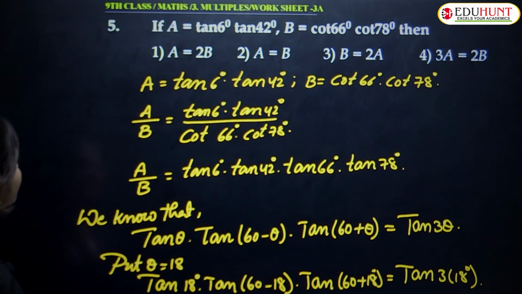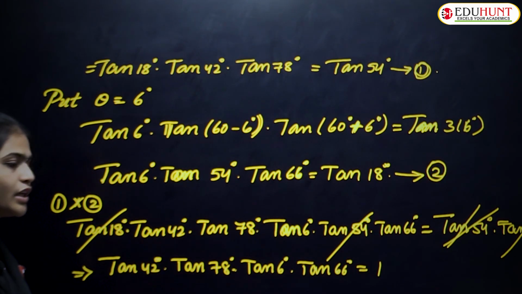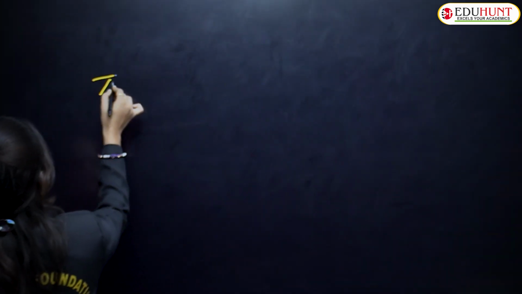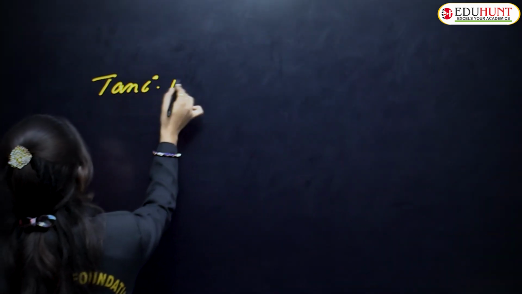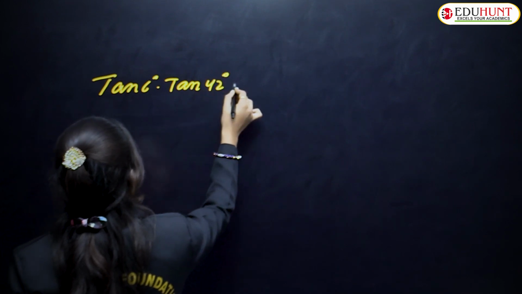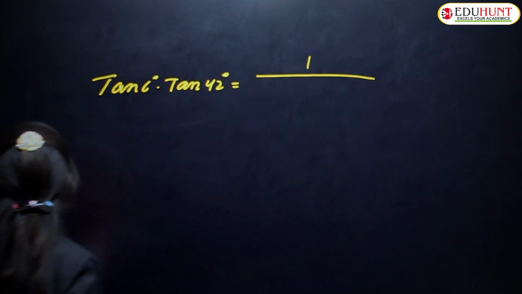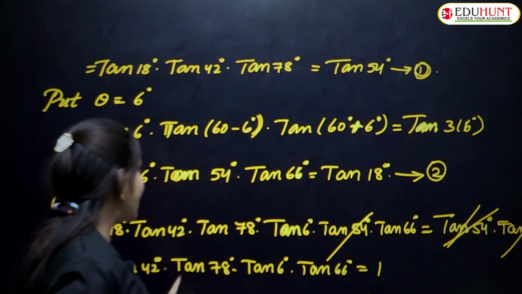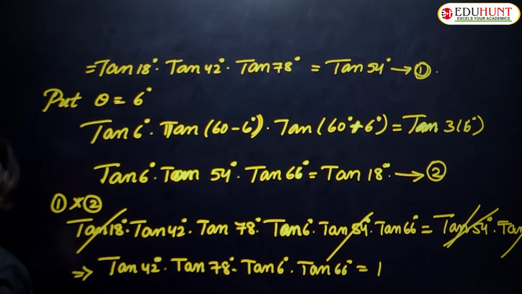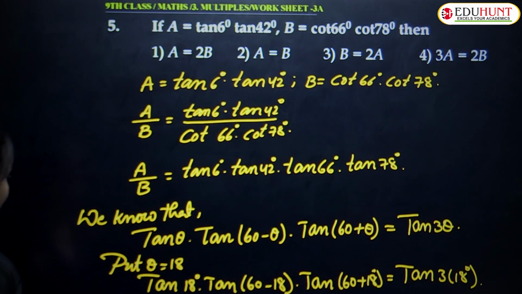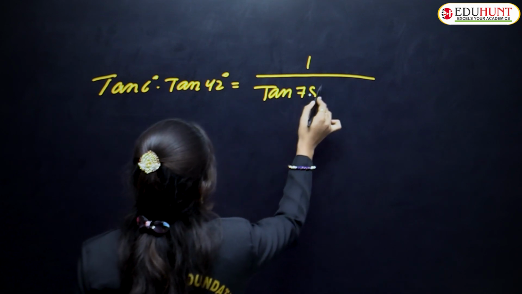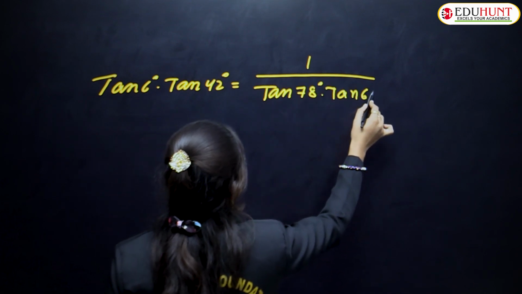So in that question it says that A is equal to tan 6 and tan 42 degrees, no? So that's why we keep tan 6 and tan 42 degrees on the LHS. So tan 6 degrees into tan 42 degrees is equal to 1 by the leftover, since everything is in multiplication, no? So that's why multiplication becomes division: 1 by tan 78 into tan 66 degrees.